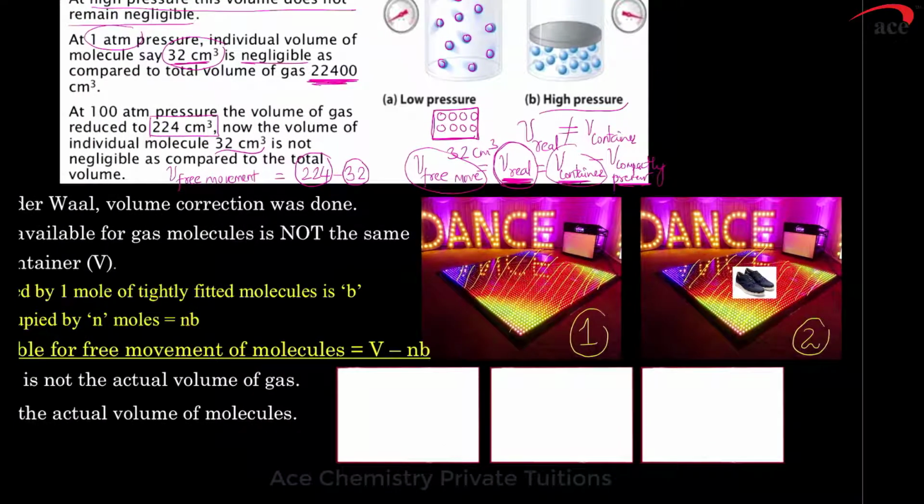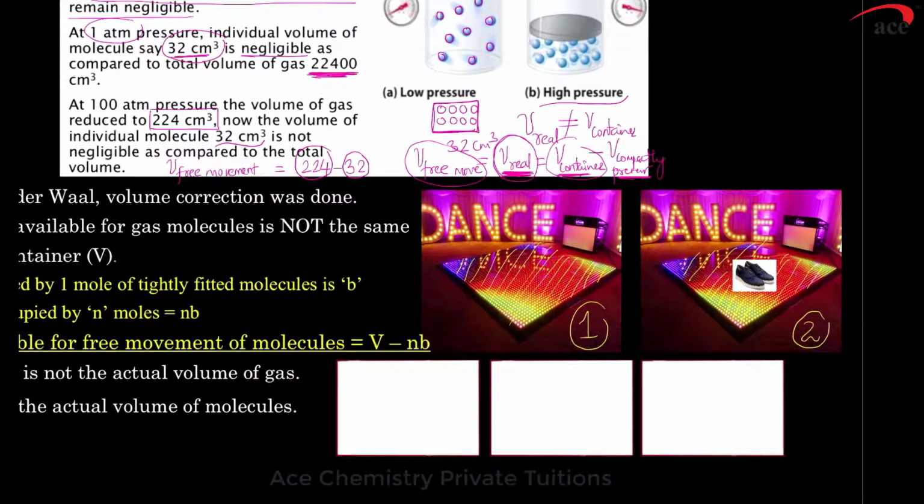Still more for us to understand: imagine this is a container, and these are the molecules present. Now imagine all these molecules are brought closer. Then this is the space occupied by all the molecules. Then what is the space available for free movement? The space available for free movement will be the volume of the container minus that space. Are you understanding it? Volume of container minus that space.